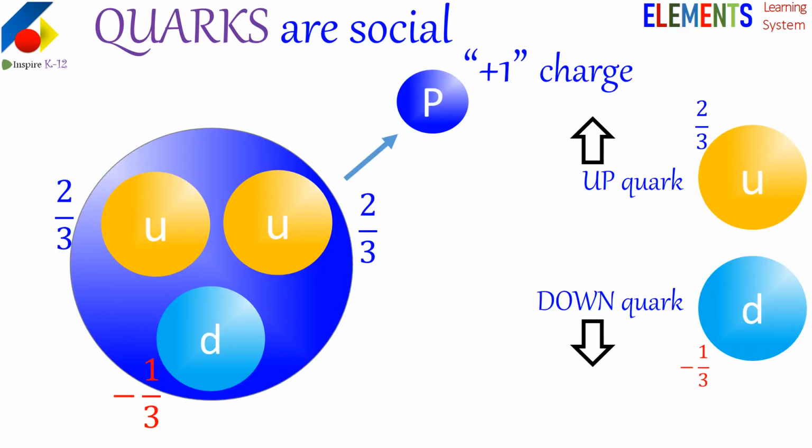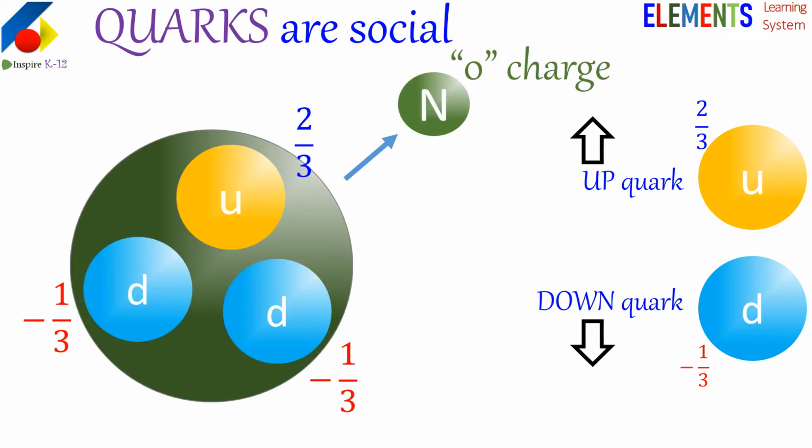Two of the quark types, the up quark and down quark, make protons and neutrons. The up quark and down quark have fractional charge. The charge on the up quark is 2/3, and the charge on the down quark is minus 1/3. So you can see that in a proton, there are two up quarks and one down quark. If we add together, 2/3 plus 2/3 is 4/3, minus 1/3 is 3/3. So that is 1. That's how a proton is charged positive 1.